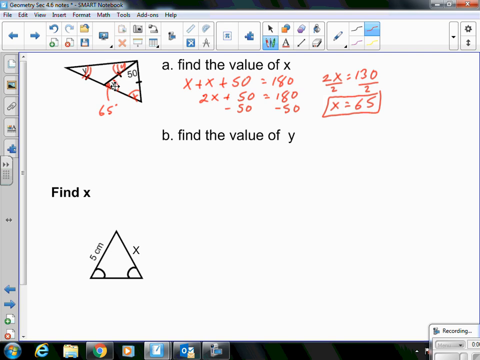And this angle here would be a linear pair with the angle right beside it, which would be this vertex angle. And so we know that those two have to add up to what? If they're a linear pair, they're going to add up to 180. So that angle is going to be 180 minus 65, 115.